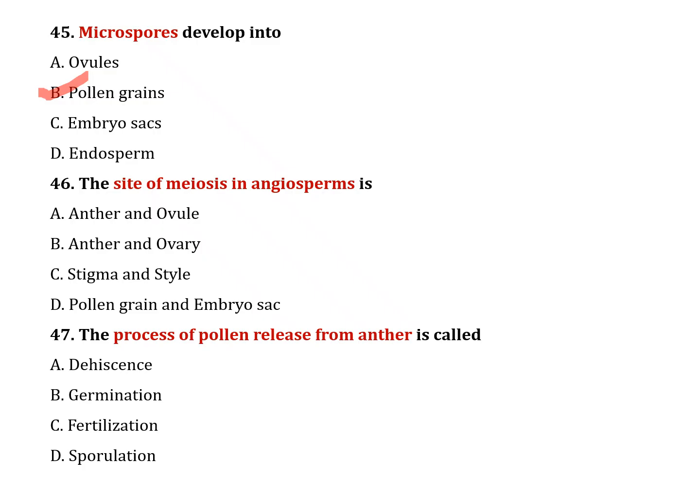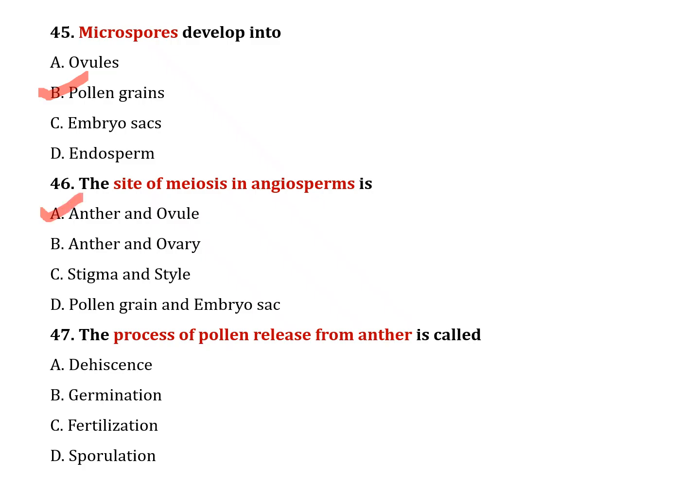The next question, number 46. The site of meiosis in angiosperm is: option A, anther and ovule; option B, anther and ovary; option C, stigma and style; option D, pollen grain and embryo sac. Correct answer is option A, anther and ovule.